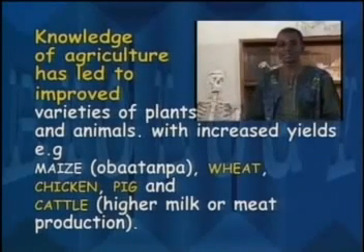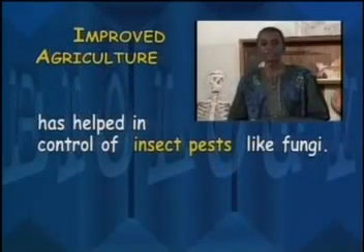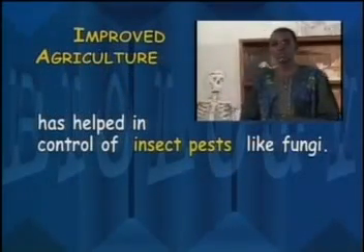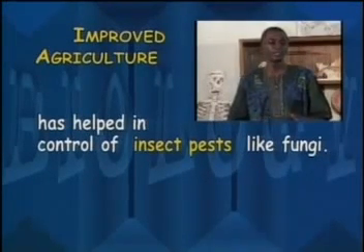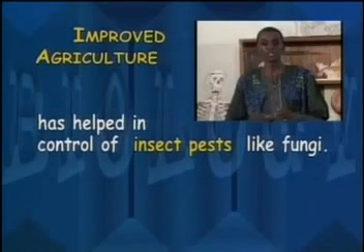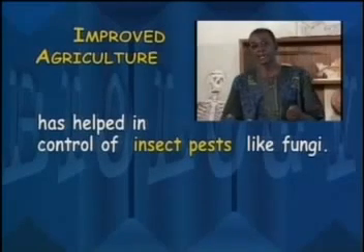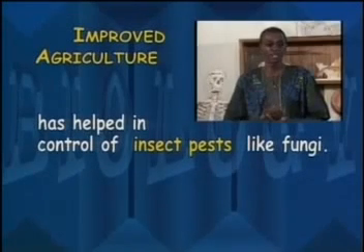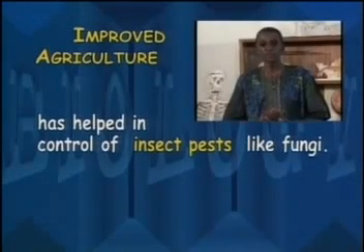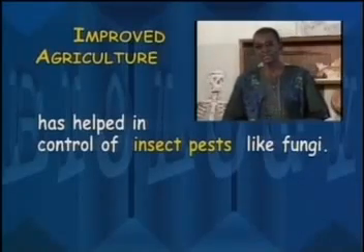Cattle with higher milk production or meat production. Again, agric has controlled insect pests and fungi, which cause diseases and also reduce yield in plants. So knowledge of agric has brought about control of insect pests and fungi. Fungi normally brings about rot, decomposition. So knowledge has made it possible for us to keep fungi away from our plant or animal products.